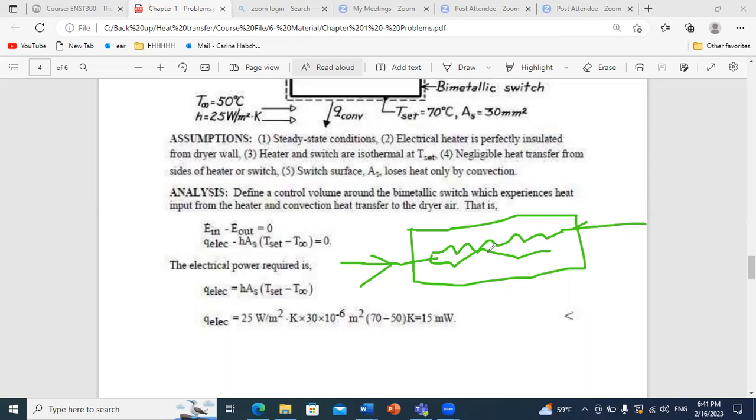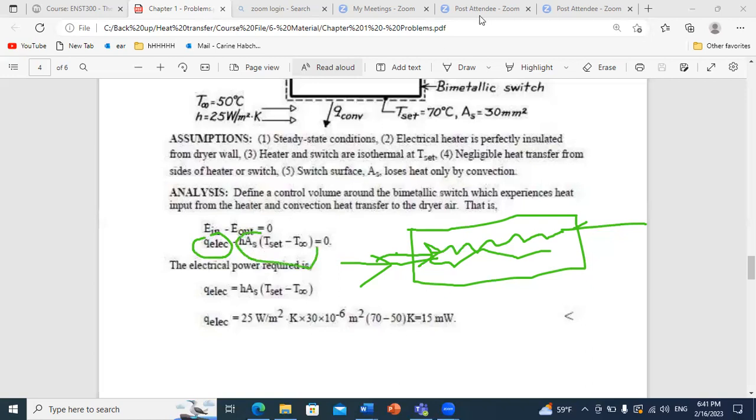If your system is completely embedded in your control volume, you can consider it as a generation source. If it is just crossing your boundary, you can consider that this is a power, an energy that is coming in. So here you can write it as E dot in minus E dot out equal to 0. You can consider the electrical power as an input to your system, and the convective flux that is getting out by air is E dot out.